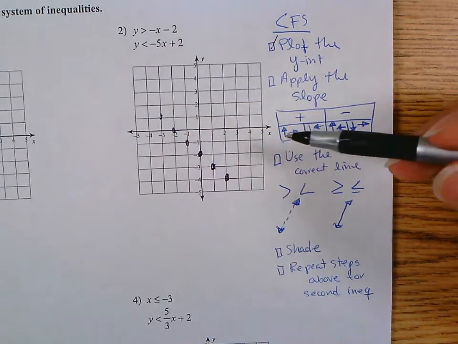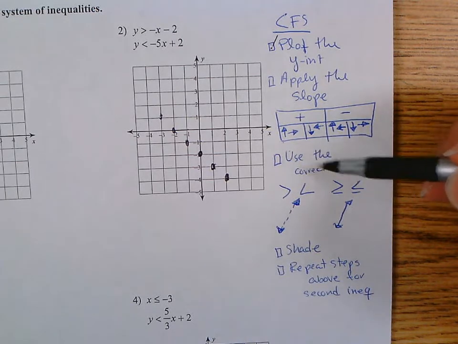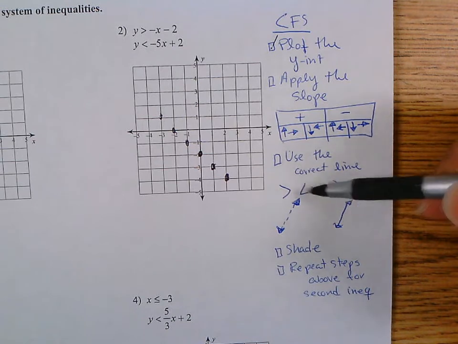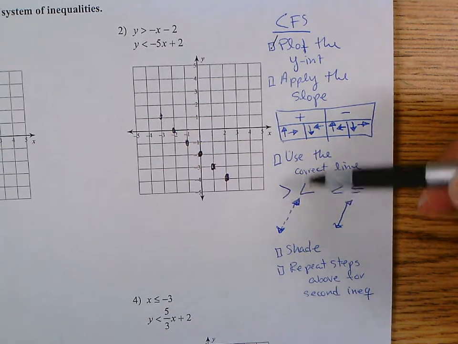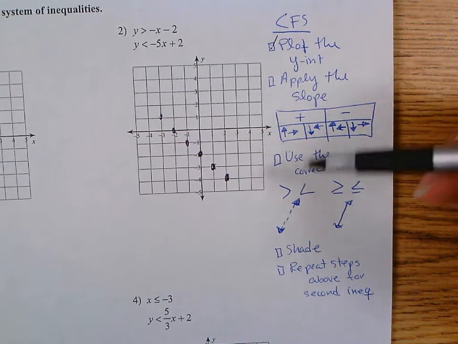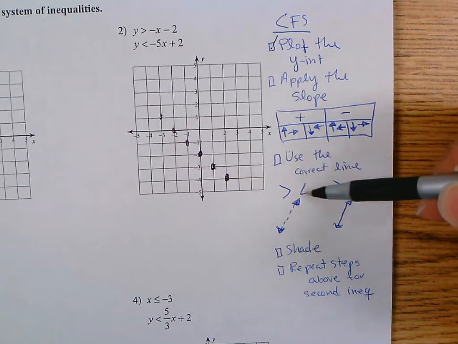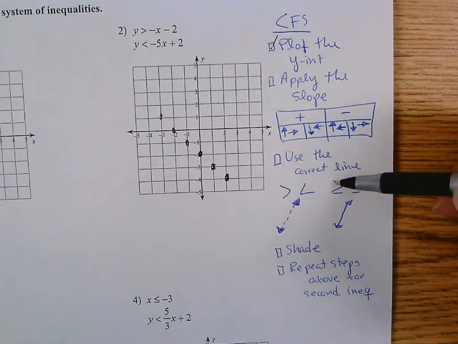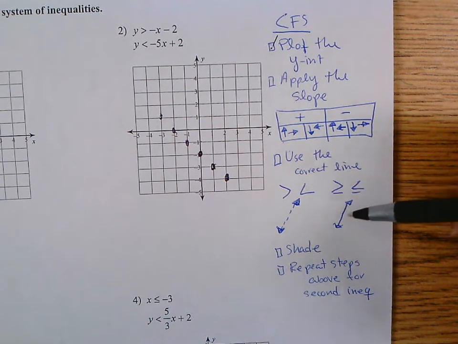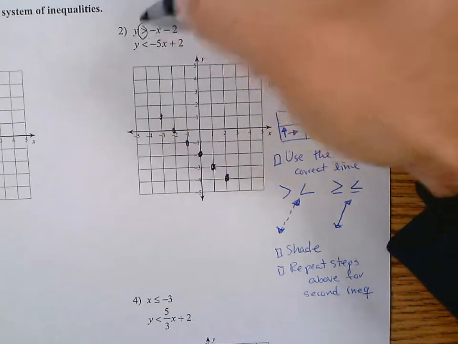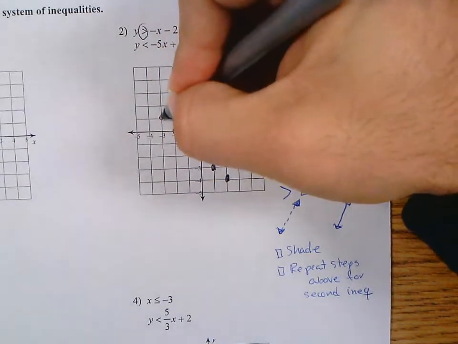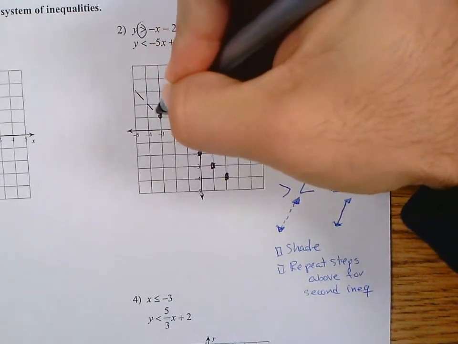After I apply the correct slope, I'm going to use the correct line. And I drew this picture here to remind ourselves which is the correct line that we can use. If we have greater than or less than, we're going to use a dashed line, okay? If our inequality is greater than or equal to or less than or equal to, then we use a solid line. In this case, I have greater than, and therefore I'm going to use a dashed line for my first inequality. So I'm going to do that.